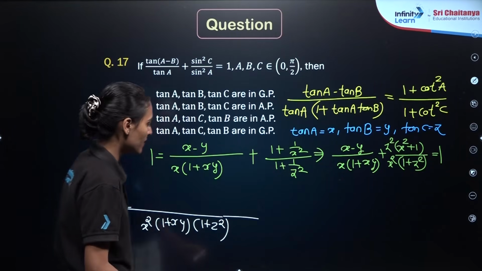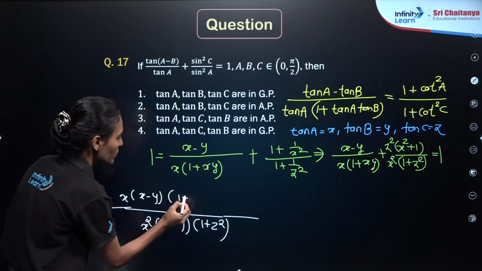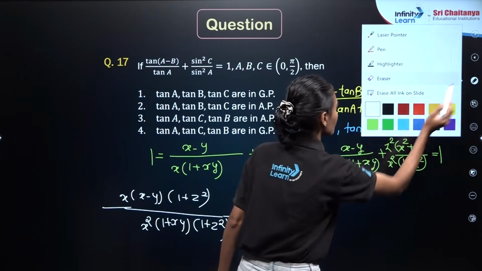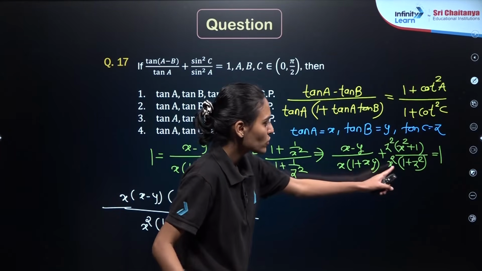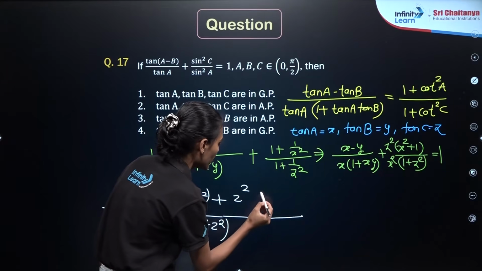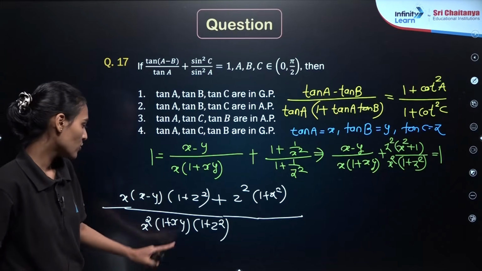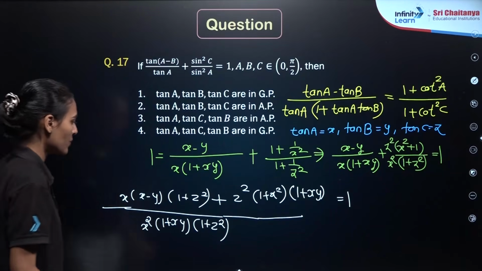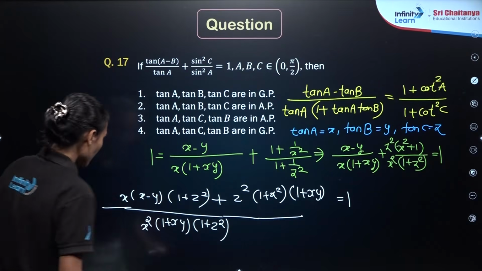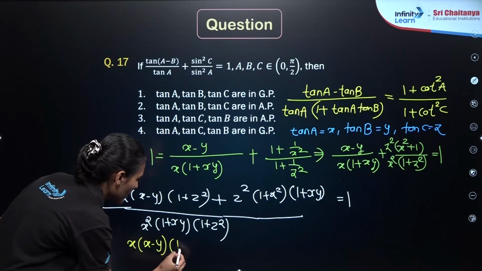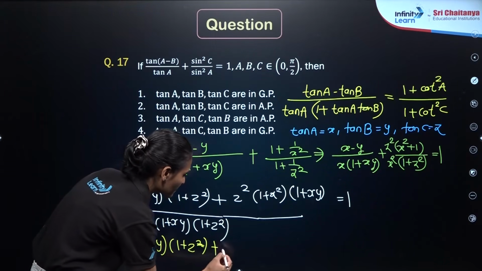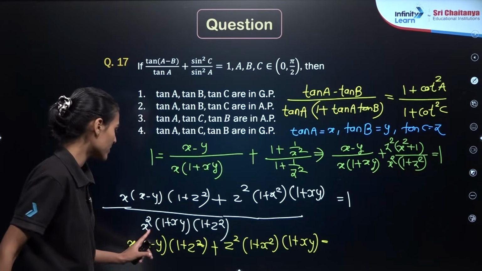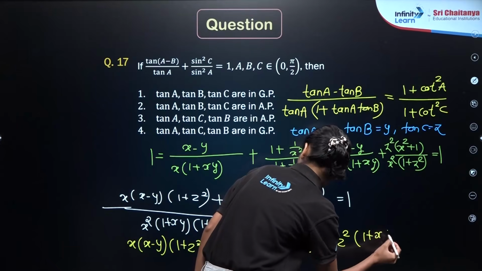Okay, so here you will have to multiply. This will be x into (x minus y) into (1 plus z^2). Then plus, already x^2 is there, 1 plus z^2 is there, so it will be z^2 into (1 plus x^2) into (1 plus xy), equals 1. Now again if you simplify this, from here you will get one equation. That equation will be x into (x minus y) into (1 plus z^2) plus z^2 into (1 plus x^2) into (1 plus xy), equals z^2 into (1 plus xy) into (1 plus z^2).